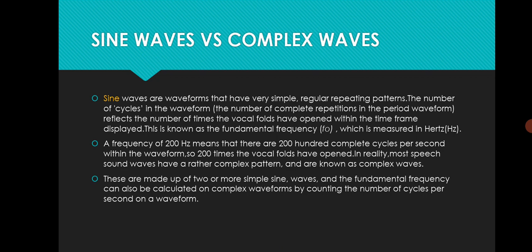Then, sine waves versus complex waves. Sine waves are waveforms that have very simple, regular repeating patterns. The number of cycles in the waveform, the number of complete repetitions in the periodic waveform, reflects the number of times the vocal cords have opened within the time frame displayed. This is known as fundamental frequency, f0, which is measured in hertz. A frequency of 200 Hz means that there are 200 complete cycles per second within the waveform. So 200 times the vocal folds have opened.